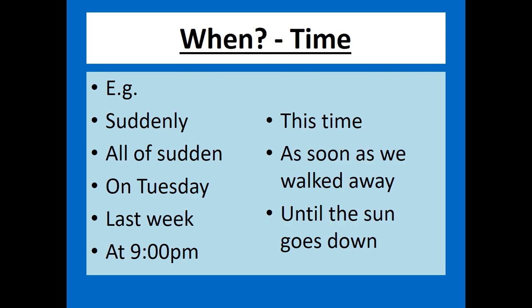Adverbials of time answer the question when. So when did something take place? And you could use ones like suddenly, all of a sudden, on Tuesday, last week, at 9 p.m., this time, as soon as we walked away, until the sun goes down. And these can be used as an adverbial phrase, so towards the end of a sentence, or you can use them as a fronted adverbial, which means they will be in the front of the sentence. And really important, remember, a comma comes after them if they are in the front.